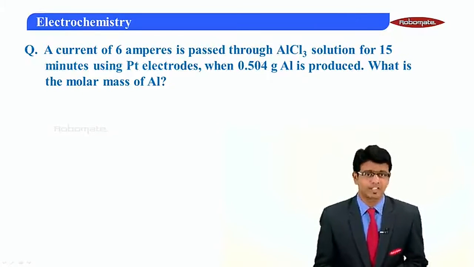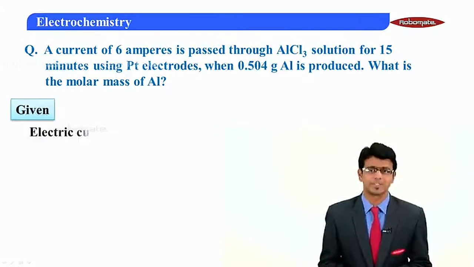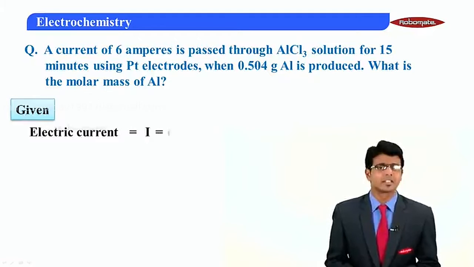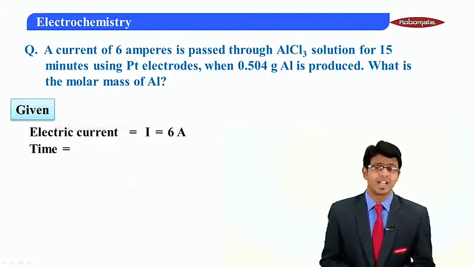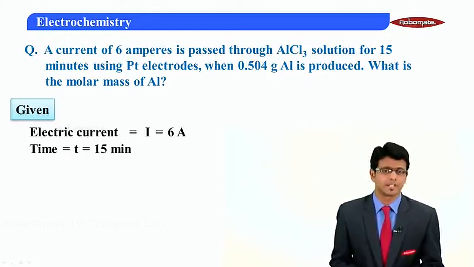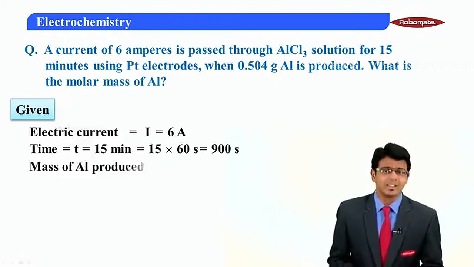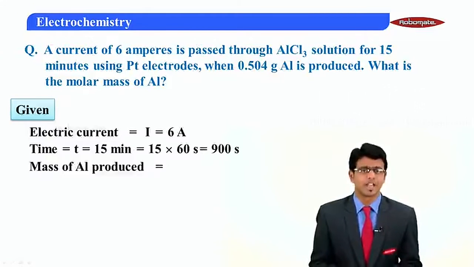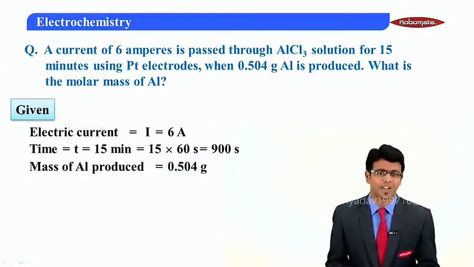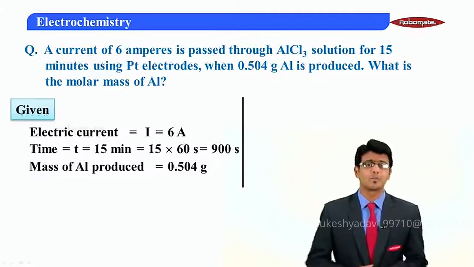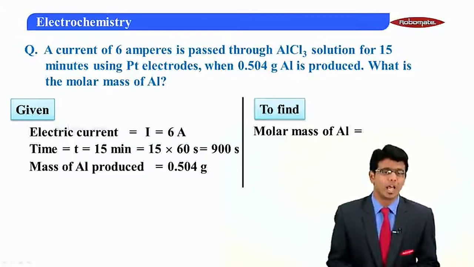So let us quickly write the data which is given to us. Electric current is given as 6 amperes. Time is given as 15 minutes, which is 15 multiplied by 60 seconds. That is 900 seconds. And the mass of aluminium produced is given as 0.504 grams. What we are supposed to find here is the molar mass of aluminium, isn't it?